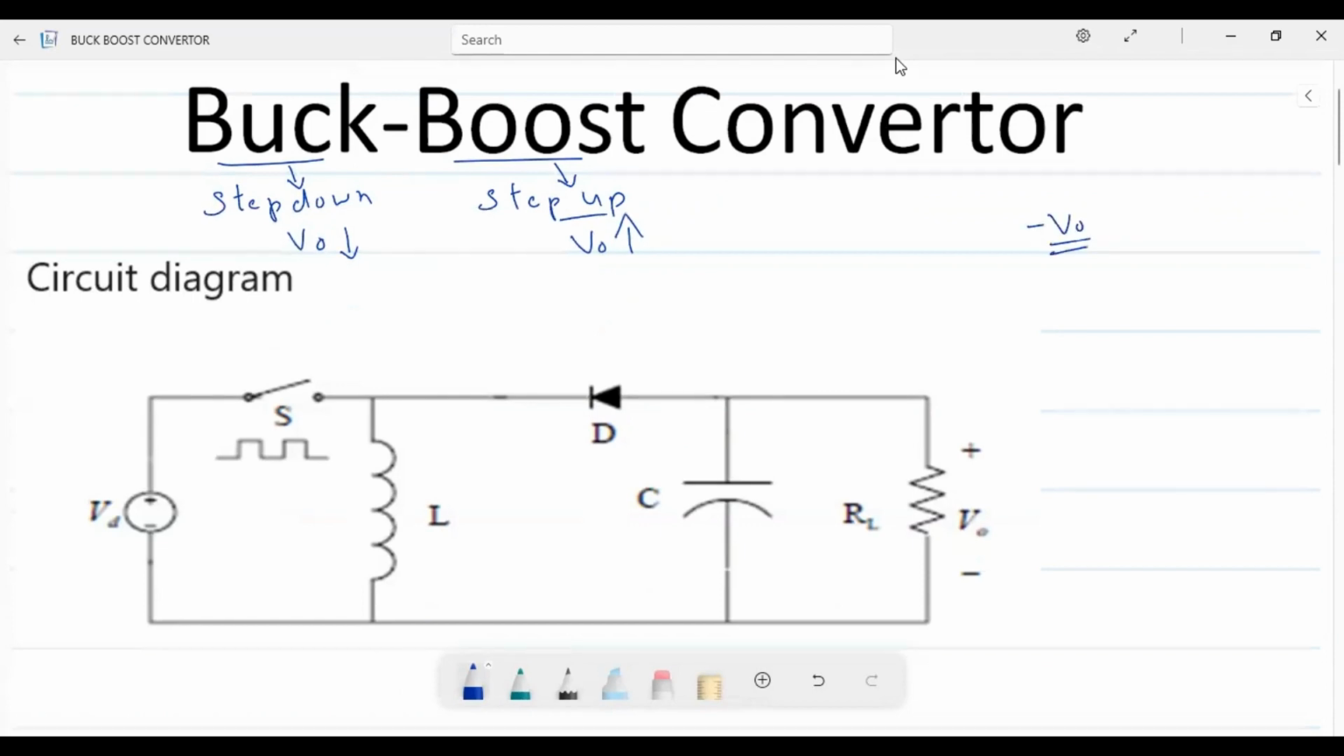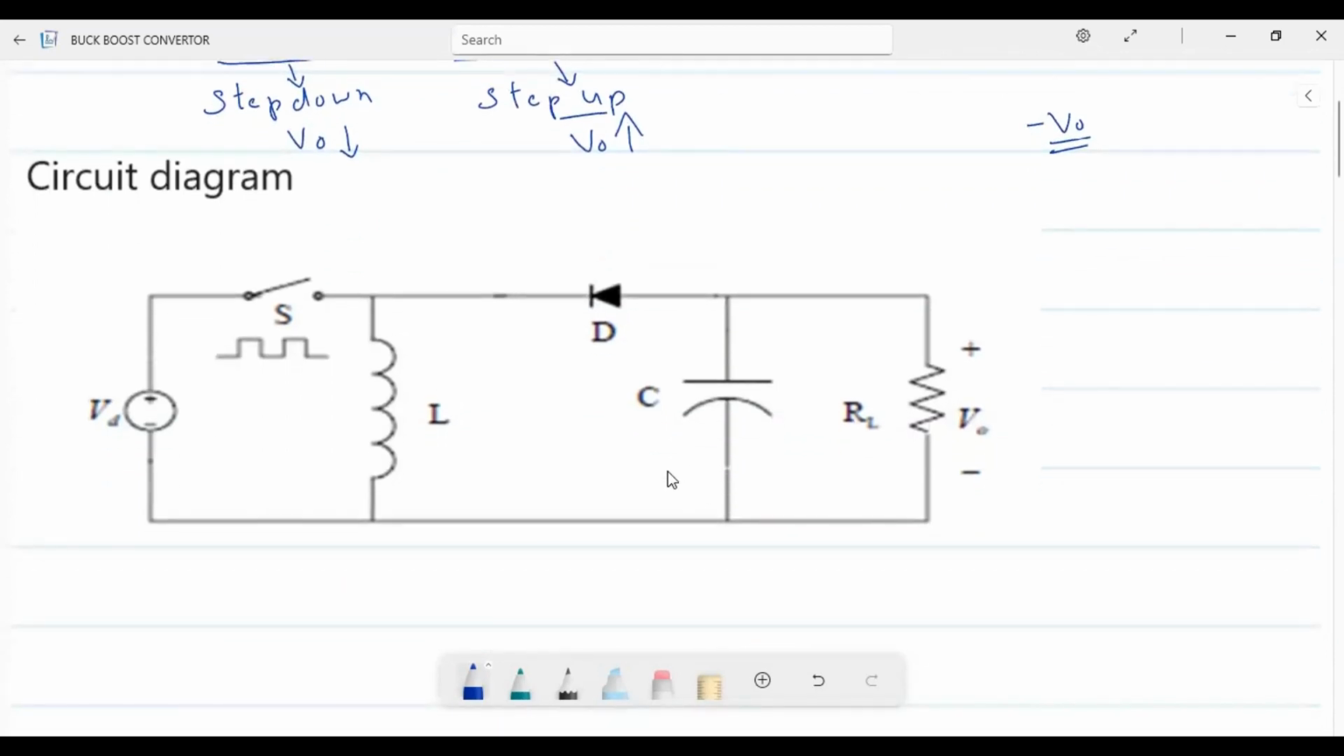You will see the circuit working. This is a circuit diagram for your buck boost converter. It consists of a switch. We can connect a MOSFET here. V input is given. One inductor L is there. Diode, capacitor and load resistor. Diode connection is in the reverse direction. That is, it will act like a freewheeling diode.